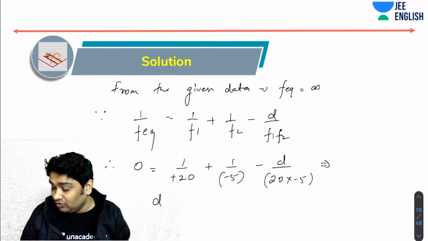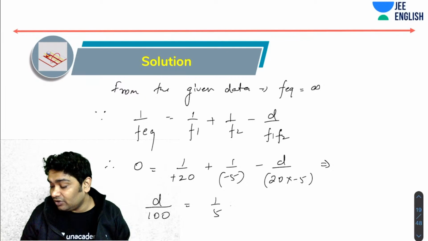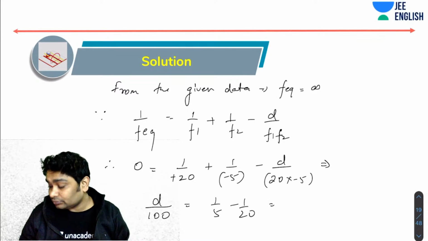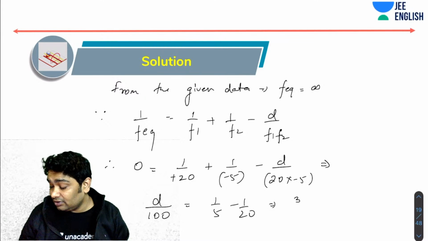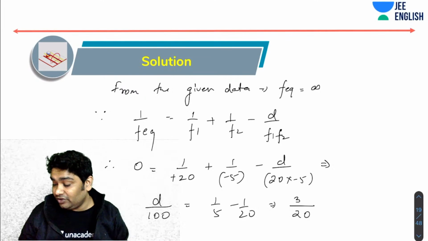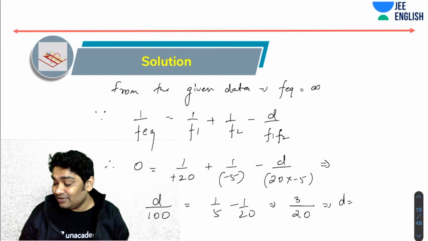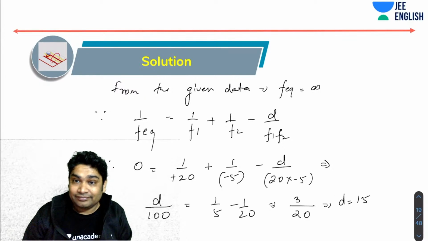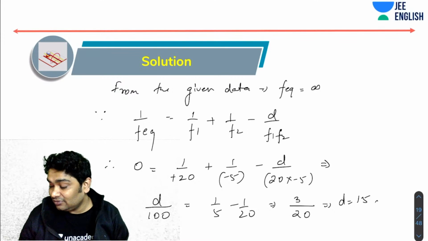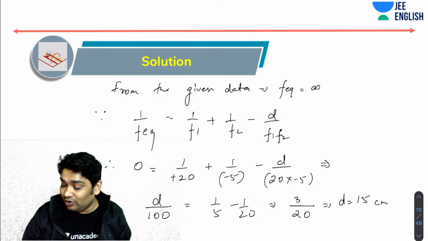That gives us D over 100 equal to 1 over 5 minus 1 over 20. That will simply be 4 minus 3 over 20, so D over 100 equals 1 over 20. Obviously D becomes 15. That is how you had to solve it. I hope you followed this.